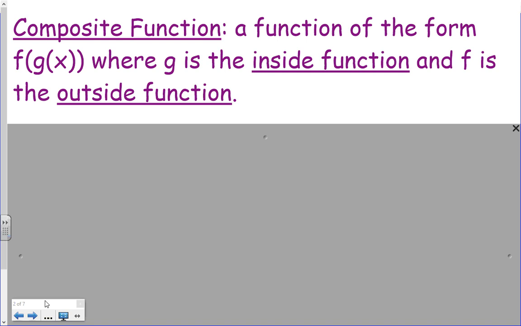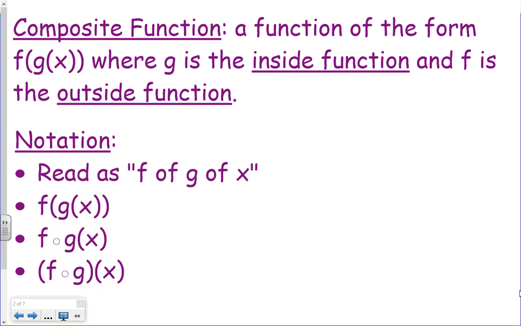All right, so it requires you to plug in a value a couple of times into perhaps different functions in order to get your result. So it's a function in the form f of g of x, where function g is called the inside function. I think that's obvious because it's inside the parentheses there. And function f is called the outside function, and that's because it's outside of all those parentheses. Those are the names we give those two functions, the inside function and the outside function.